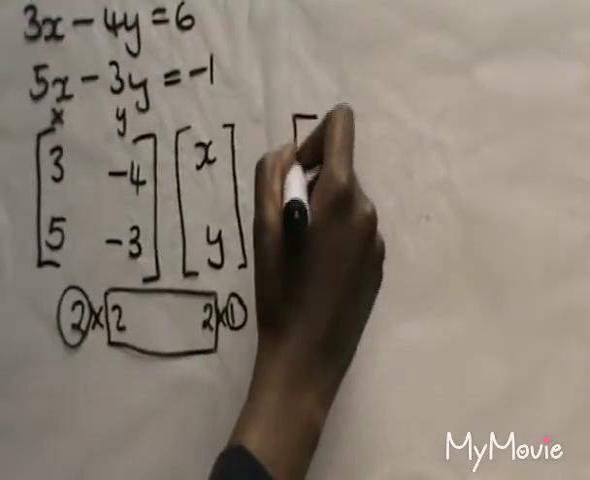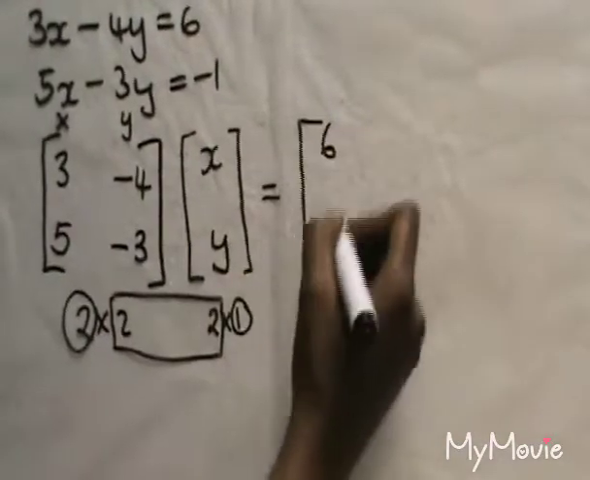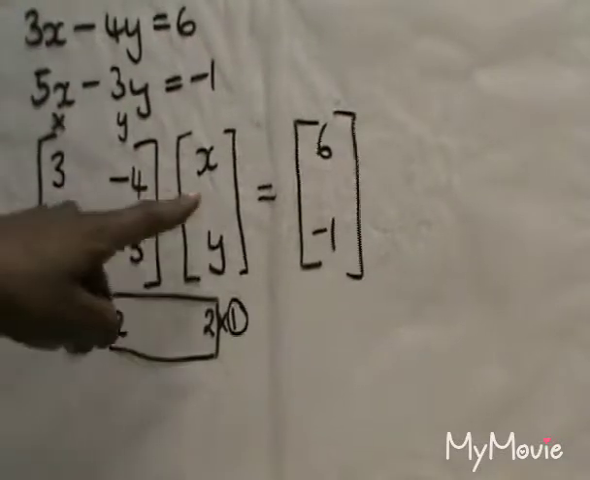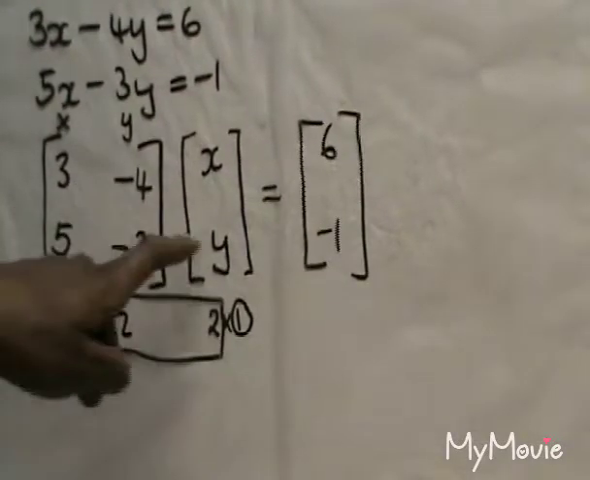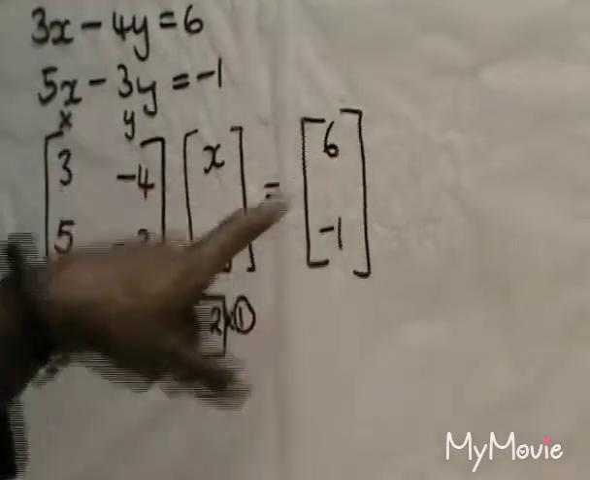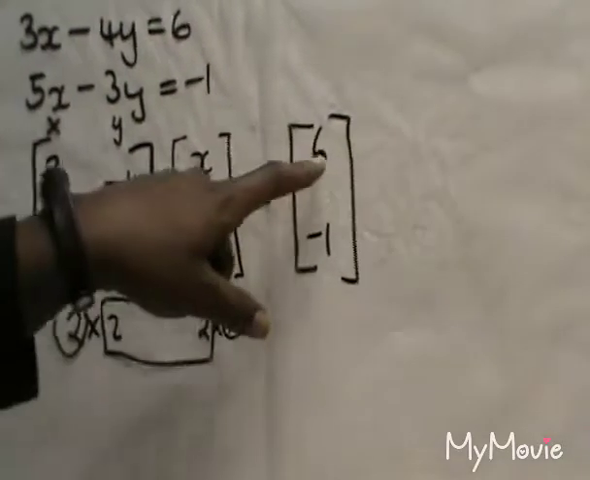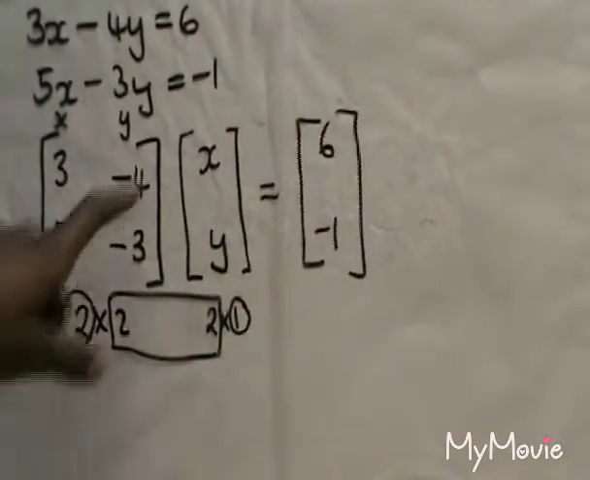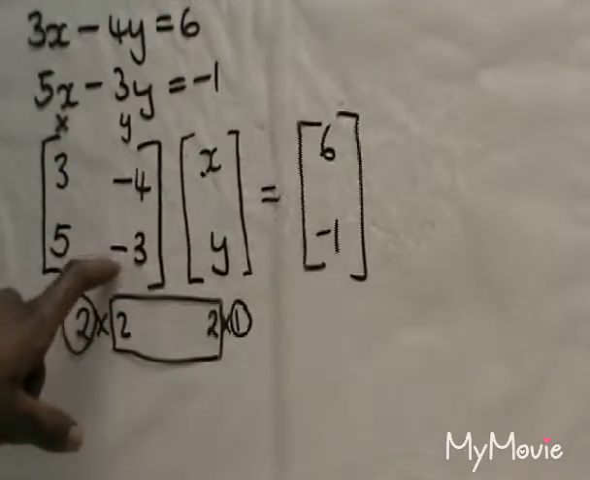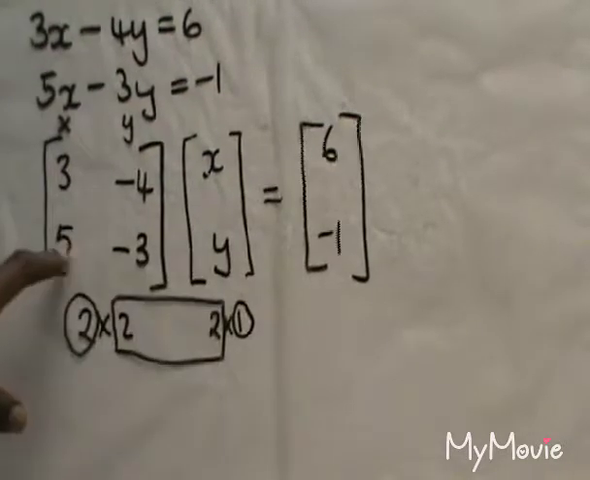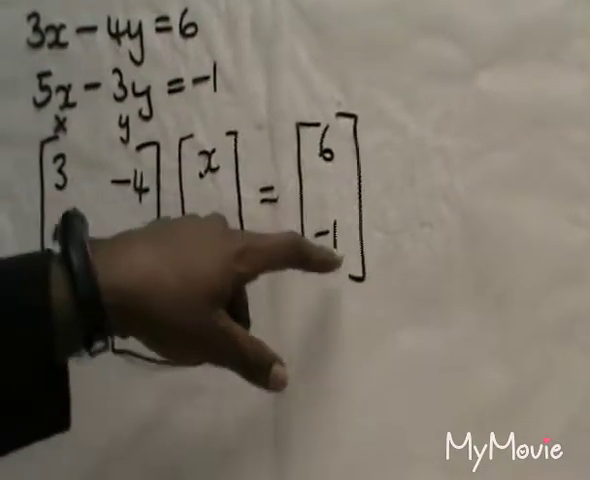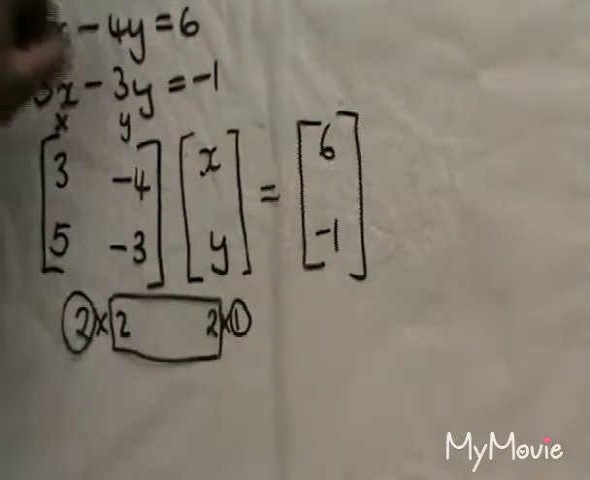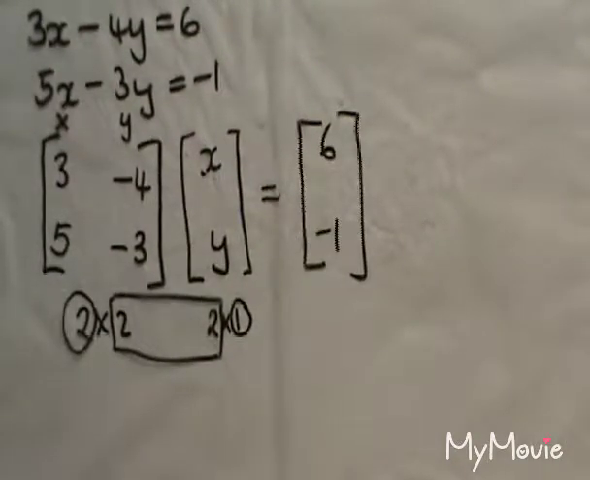So when I would multiply these, I would get this matrix here, 6 and minus 1, because I would say 3 times x plus minus 4 times y gives me 6. That was the first row, first column. And then I would say second row with the column, so it's 5 times x plus minus 3 times y gives me minus 1. So this was second row, first column. And you can see that that is just this system of equations that I have over here.